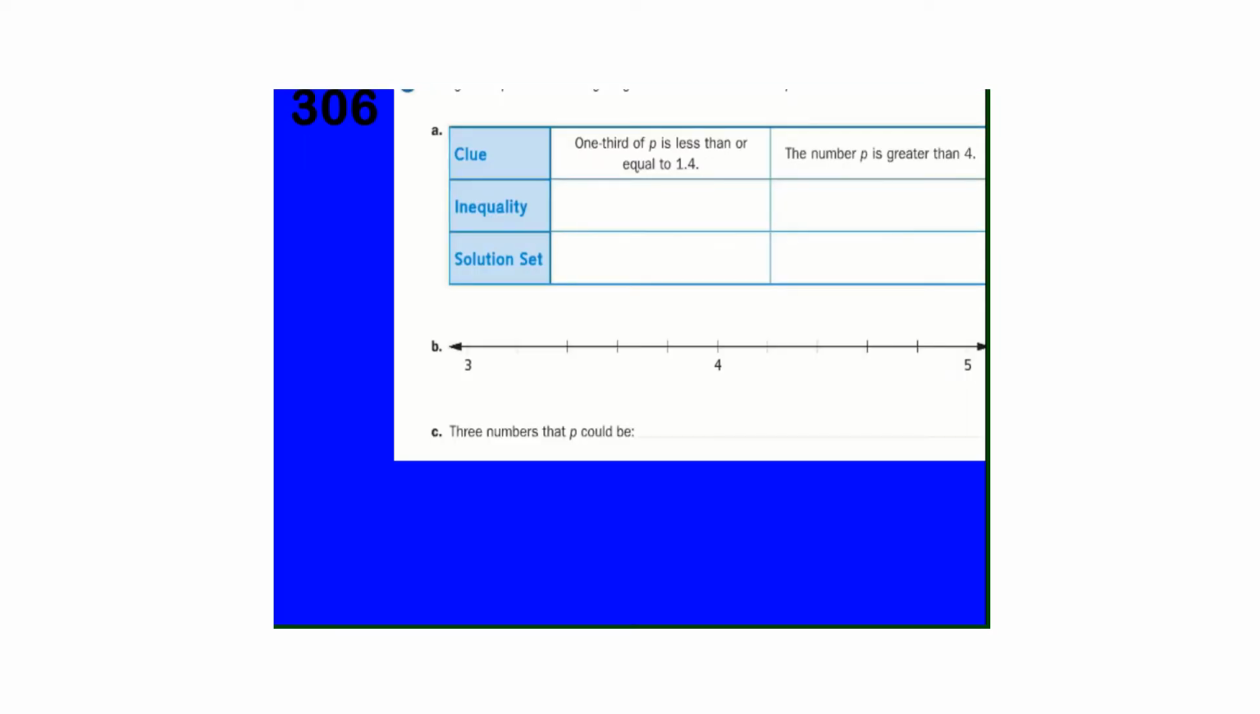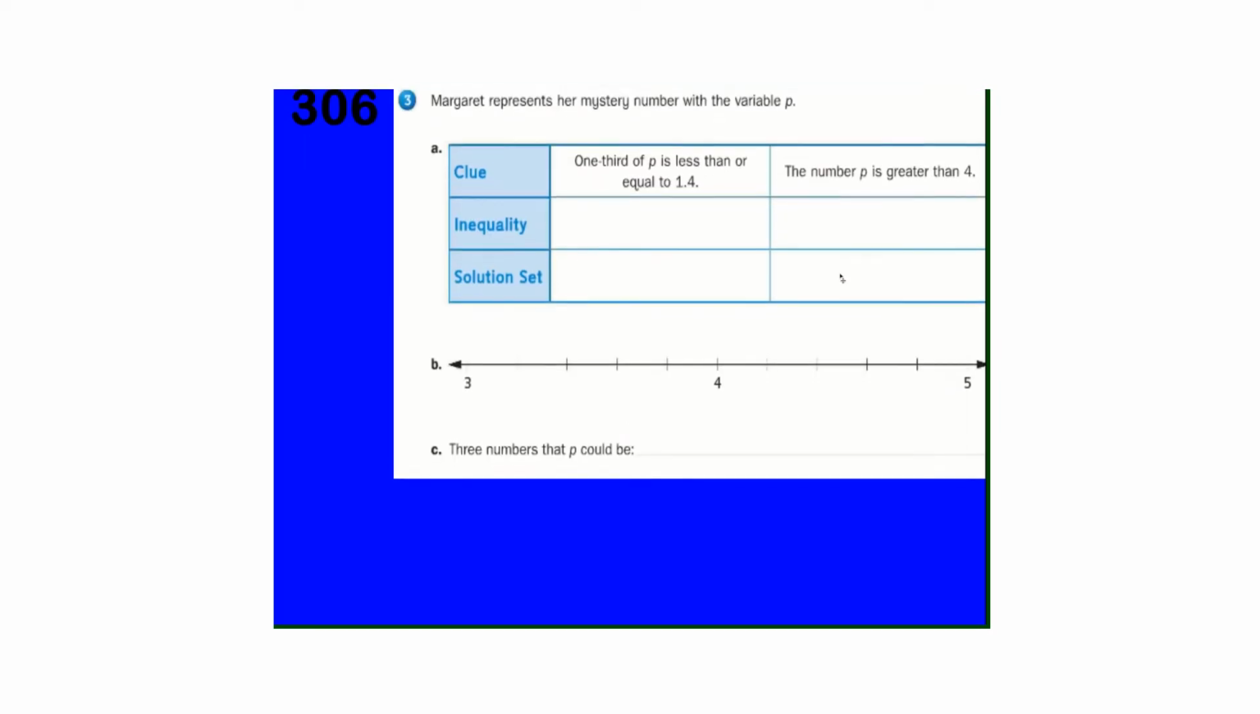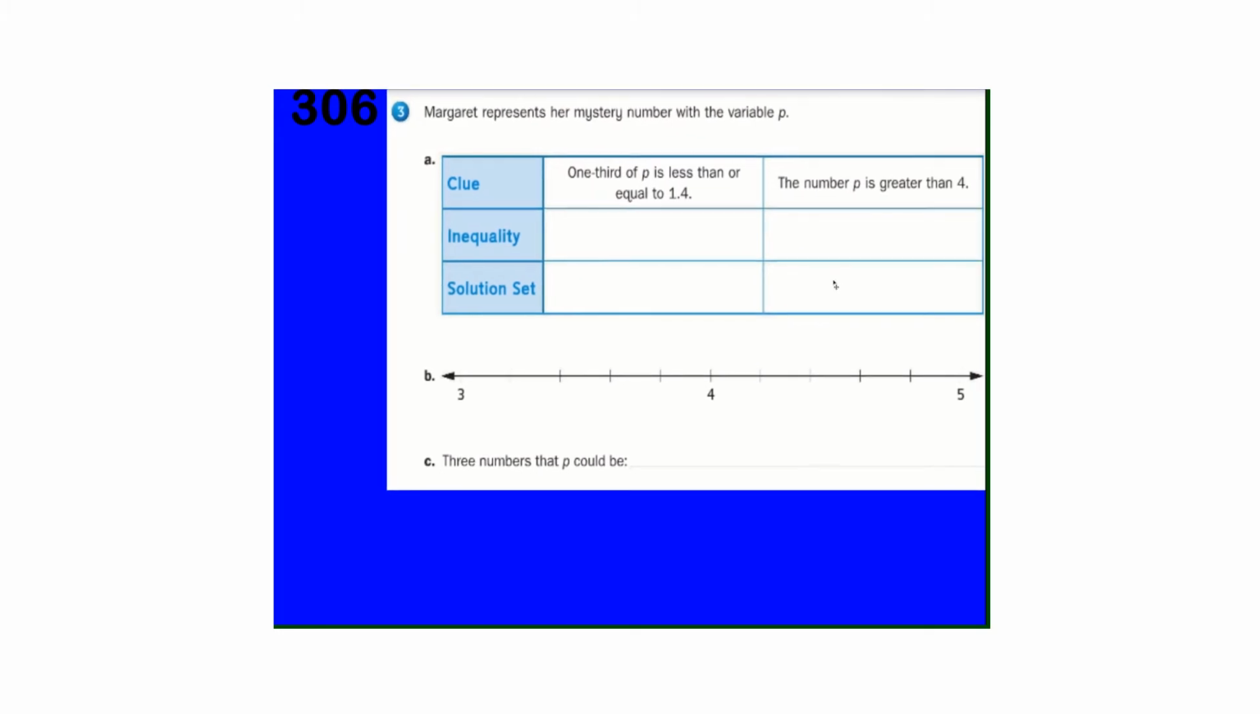Okay. Page 306, we have another one. Margaret's representing her mystery number with the variable p. Now her clues are 1/3 of p is less than or equal to 1.4. So write an inequality for that, and then the solution set. Then the next clue is the number p is greater than 4. Write the inequality for that and the solution set.